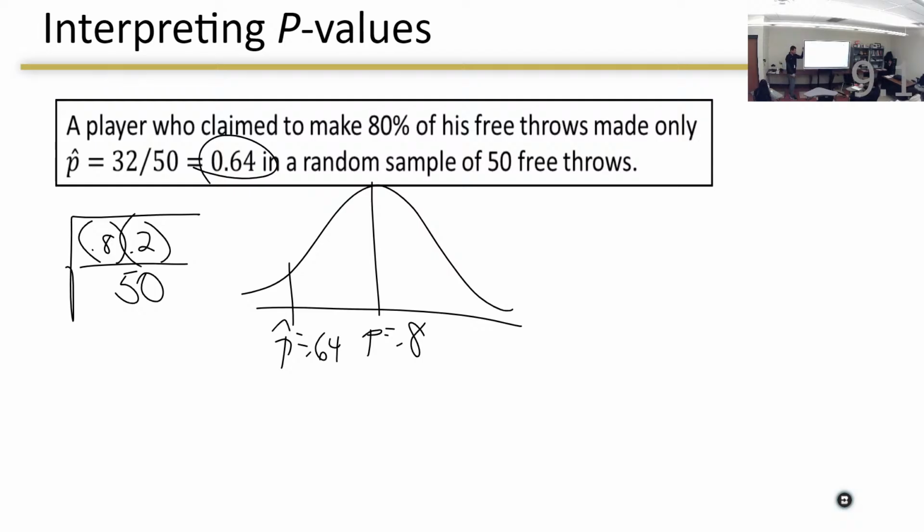Good enough? So that p-value is going to be the probability of getting 0.64 or less, assuming Ho is true. Assuming 0.8 is true. Good enough?